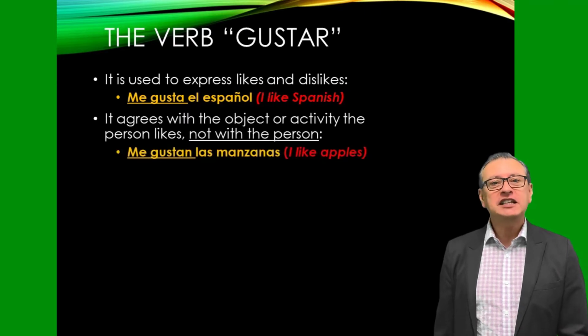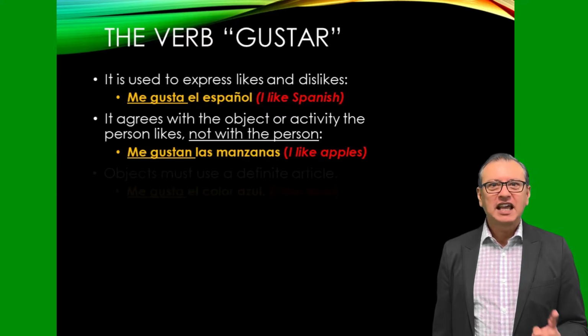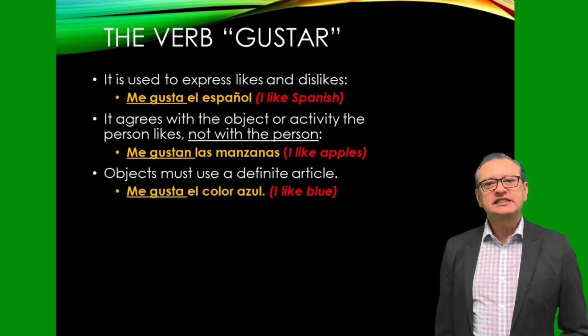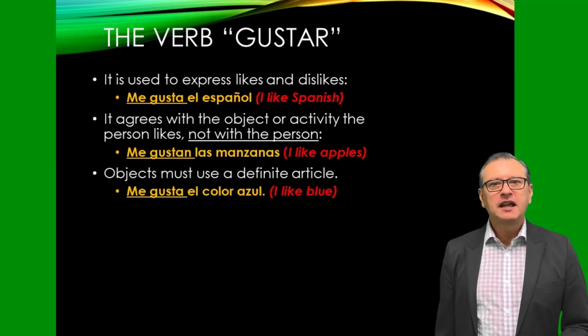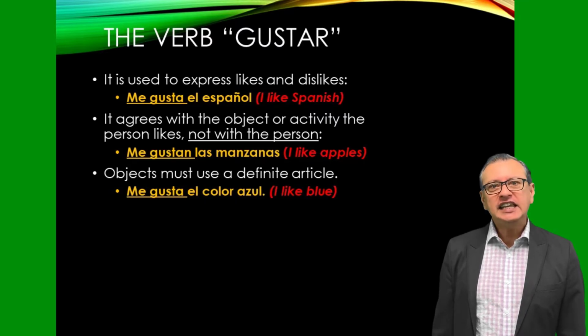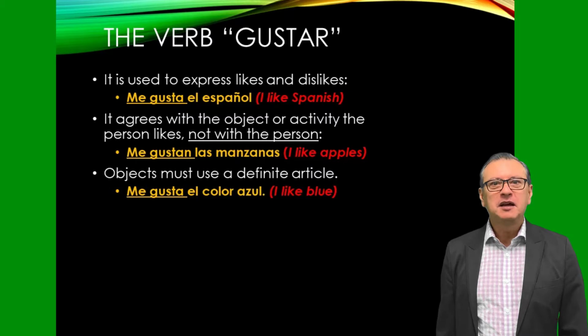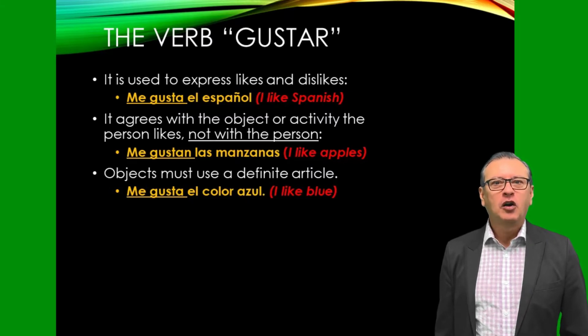When I say in Spanish, me gustan las manzanas, I'm saying I like apples. Apples is plural. That's why this verb goes in plural. Objects must use a definite article when it refers to an object. For example, me gusta el color azul. I like blue. In English, you don't need the blue. But in Spanish, we have to introduce every object with an article.